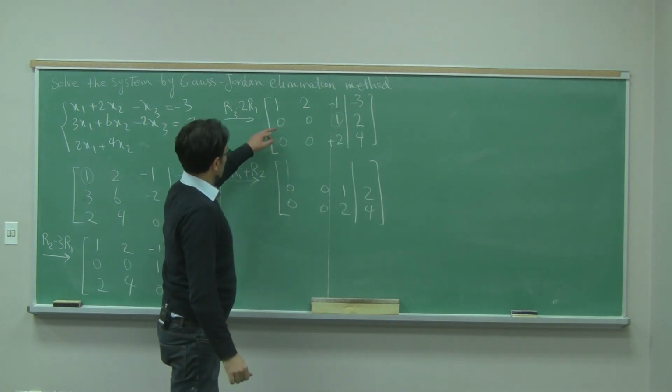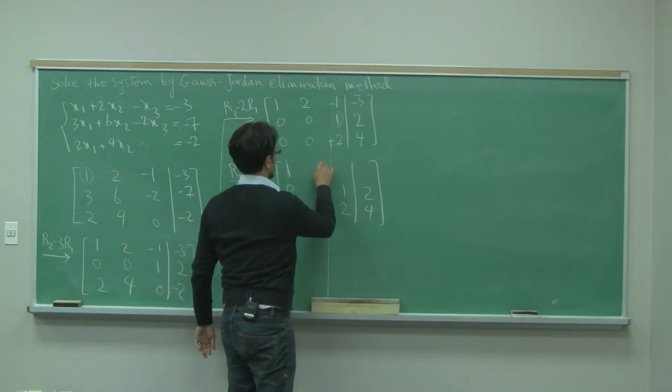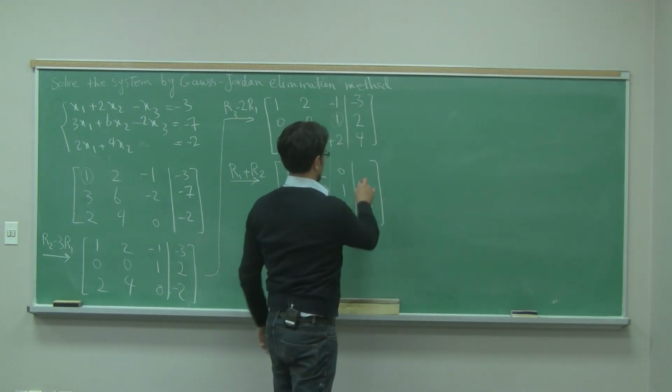For row 1, I add this to that. 0 plus 1 is 1. 0 plus 2 is 2. 1 plus negative 1 is 0. 2 plus negative 3 is negative 1.